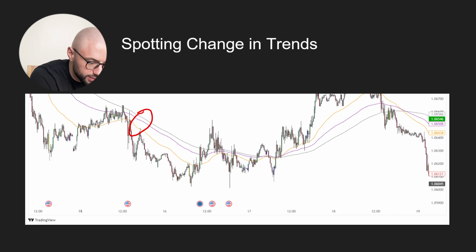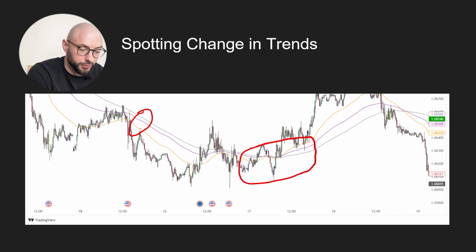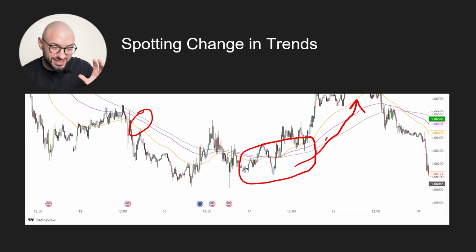And you can see when they start crossing, we go into that sideways market where, like we said, price just goes sideways. And then you can see they slowly start opening up. And what happens? Price starts to trend up. So using EMAs is a nice systematic way.